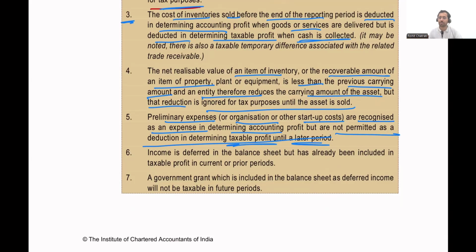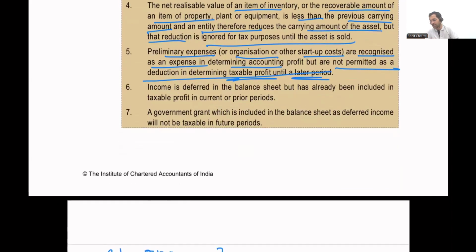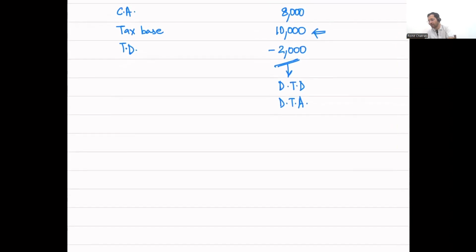We've actually done an example of this as well. Let us say we incurred preliminary expenses of 1 lakh rupees. Preliminary expenses are allowed as a deduction for tax purposes over a period of 5 years. But in accounting, we are required to immediately charge it off to the P&L account. Preliminary expenses are charged off to the P&L account immediately for accounting, but for tax purposes, they will be allowed as a deduction over a period of 5 years.